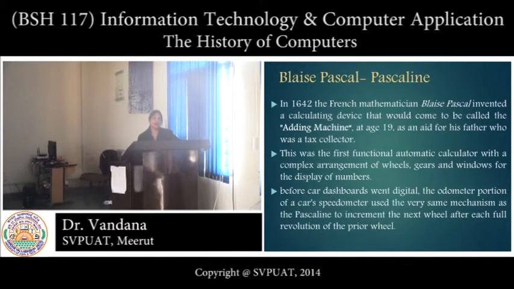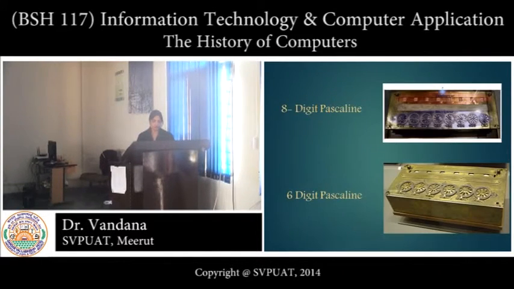It was the first functional automatic calculator with the help of an arrangement of wheels and gears, and there is a window given for the purpose of displaying the data. You people have realized that nowadays in a car we have a digital clock on the dashboard, but initially for the purpose of calculating speed we used a speedometer, and the idea was the same as this gear driven machine. Here you can see the 8-digit Pascaline machine and the 6-digit Pascaline machine, where 6 gears and 8 gears respectively are given.